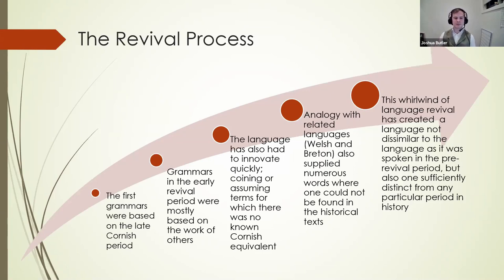And so the revival process has been quite a snowball, where the first grammars were based on the late Cornish period, and then the rollback to the Middle Cornish period for some. Grammars in the early revival period were all based on the work of the previous person. So there are cases that we can look at where errors were propagated across time, and we don't know exactly which of these have made it into the modern language and which of these there is evidence for. Like I said, I'm not trying to talk about the modern language, just specifically things said about the Middle Cornish period. And all the innovation that's happened has created this real whirlwind, making a language that's not dissimilar to the Middle Cornish language, but there is sufficient distinctness from that period.